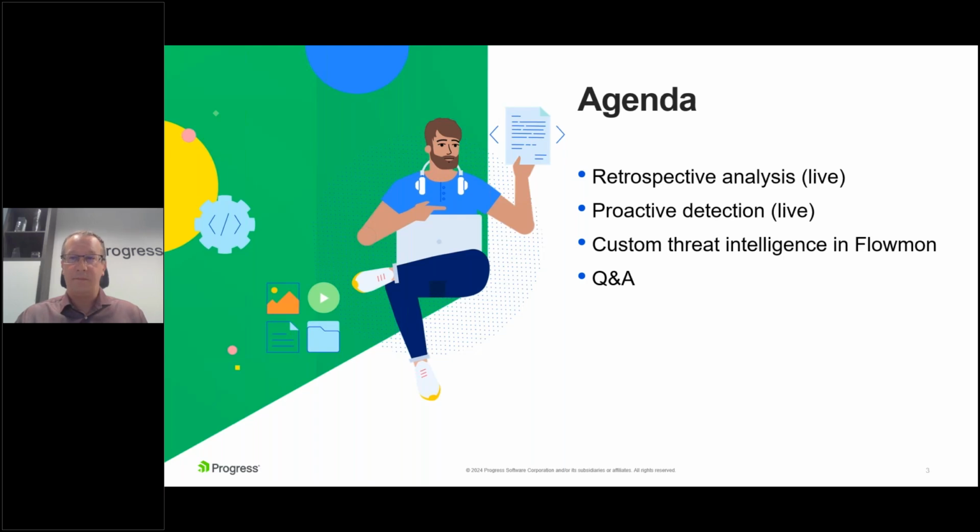And in that case, you want to do a retrospective analysis to understand if these indicators of compromise occurred in your environment. At the same time, what you would like to do is to leverage these indicators of compromise for a proactive detection. So we will take a look at how we can use this custom threat intelligence in Flowmon for both retrospective analysis as well as proactive detection.